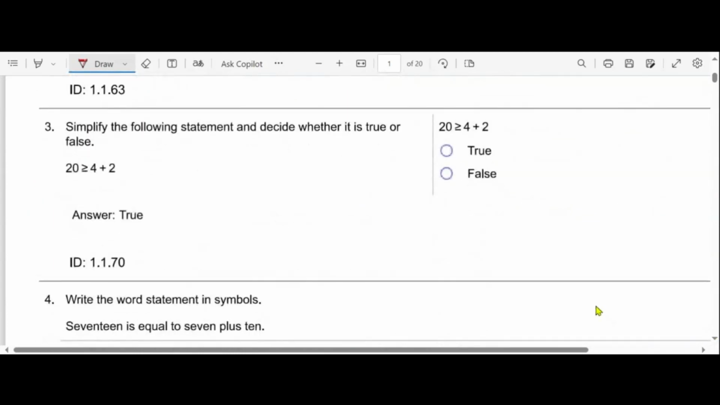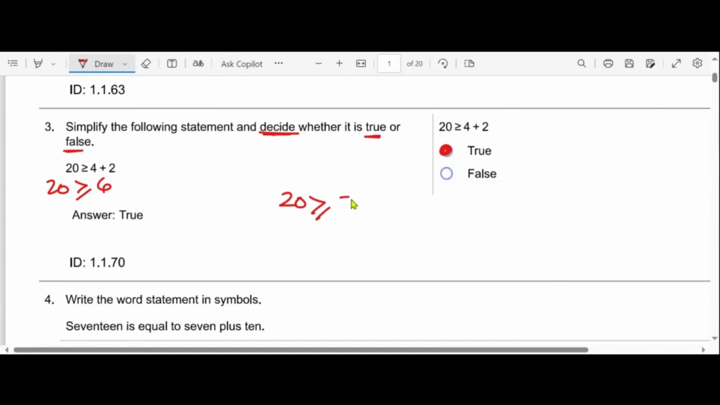Read your Badr. Simplify the following statement and decide whether it is true or false. 20 greater than or equal to 4 plus 2. Okay, he wants to decide, is it true or false? 4 plus 2? 6. Is 20 greater than or equal to 6? Yes. True. So the answer is what? True. What if you get something like this?